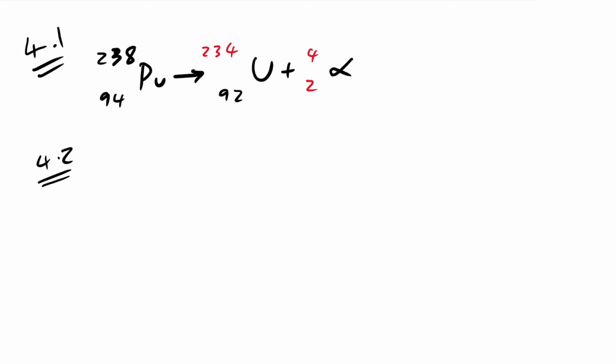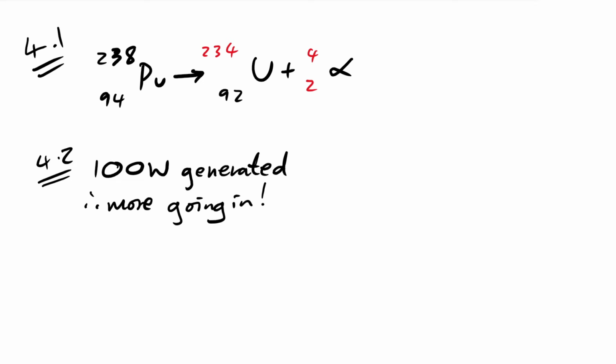4.2, only 6% is used to generate electricity. So what is the rate that energy is transferred? Let's have a think about this. 100 watts, you might just want to say, oh, it's just 6 watts then. But let's have a look. It generates 100 watts. Therefore, more going in. So it's not going to be 100 times 0.06, but rather 100 divided by 0.06. And that gives us 1,700 watts. That's what goes in. Only 6% of that is used to generate electricity.